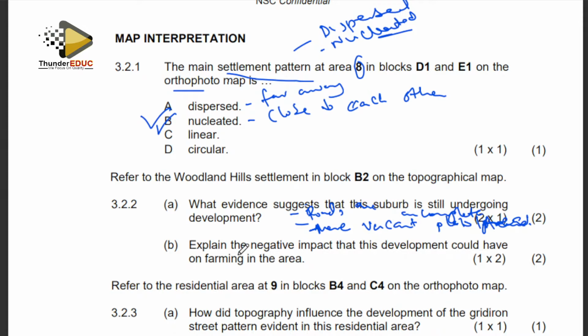Altogether, explain the negative impact this development could have on farming activity. Just know that if this development continues, what will happen? Agricultural land, farming land, will decrease because construction will take the area away, and that means people will not have area to do their farming.